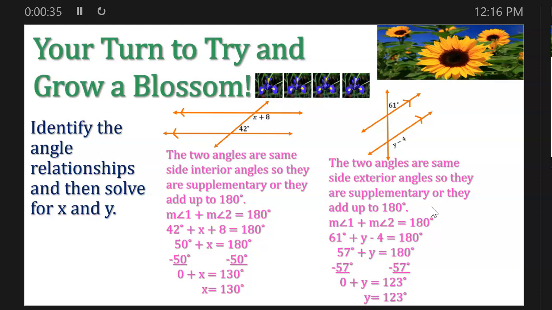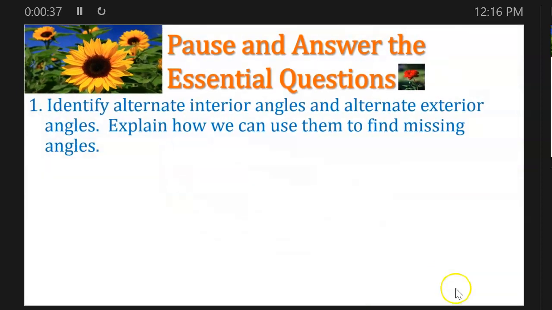All right, so let's look at our next essential question. Identify alternate interior angles and alternate exterior angles. Explain how we can use them to solve for missing angles. Pause. 1, 2, 3.